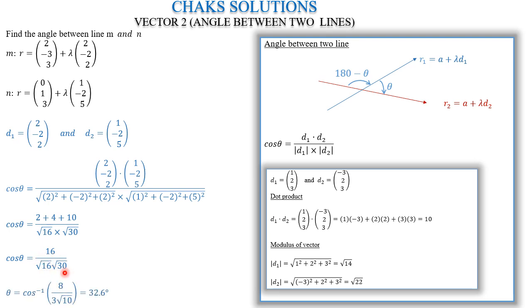Alright, so now theta is equal to arccos of 8 over 3 root 10. After simplifying this, we have 8 over 3 root 10. So our angle is equal to 32.6 degrees, to the nearest 1 decimal place. Right, so let's go to the next example.